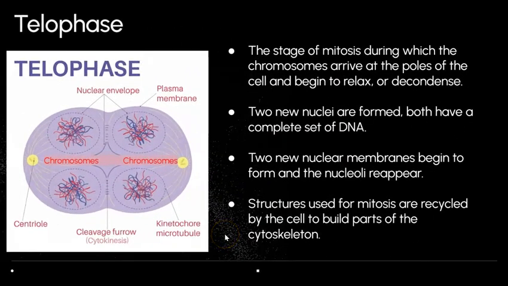The final stage of mitosis is telophase. This is basically prophase in reverse. The chromosomes arrive at the poles and start to relax back into their stringy chromatin form. Two new nuclear membranes begin to form around the DNA, and the nucleoli reappear. At this point, the cell is done with the spindle fibers, so it recycles those structures to help rebuild its own internal skeleton. The internal skeleton is called the cytoskeleton. Now there are two distinct nuclei in one single cell.